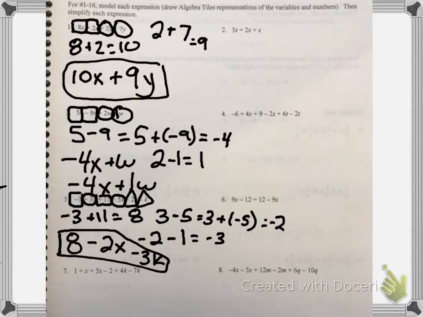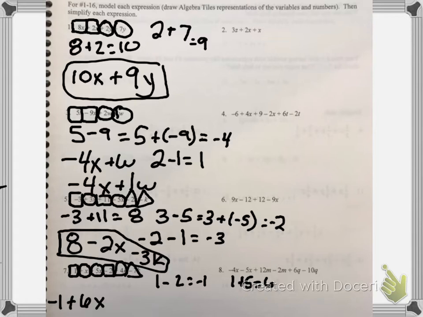So number 7, we have 3 again. So I'm going to do boxes around the numbers, circles around the x's with the signs in front, and triangles around the k's. So for the numbers, I have 1 minus 2, because I take the sign in front, which is negative 1. So for my answer, I'm going to have a negative 1. For the x's, there's no number in front of that first one, so it's just going to be a positive 1 plus 5, which is 6. So the number in front is 6, and it's positive, so I just add a plus.